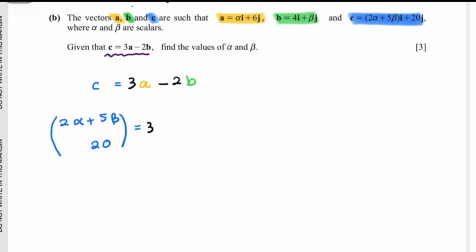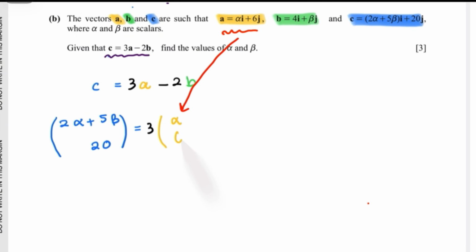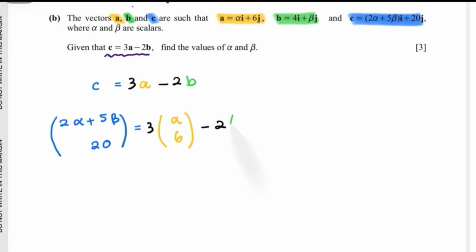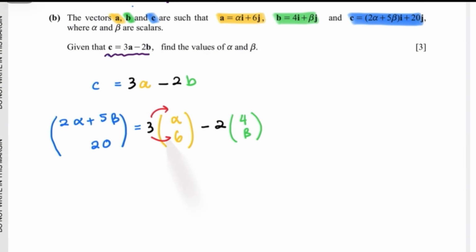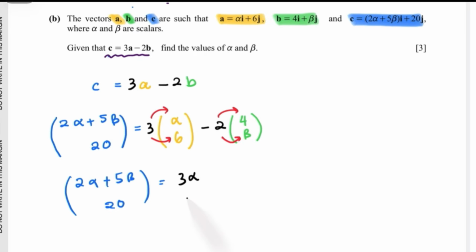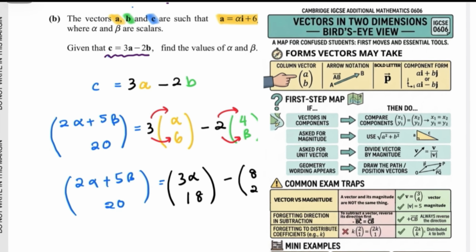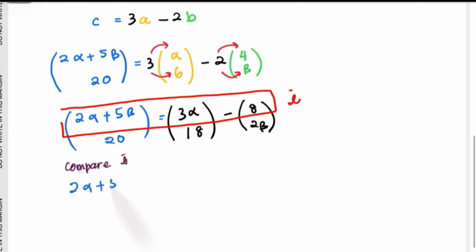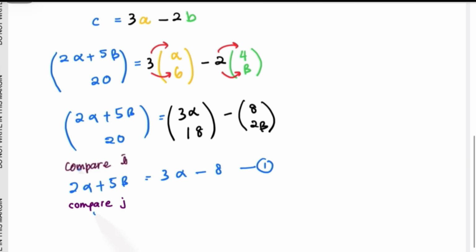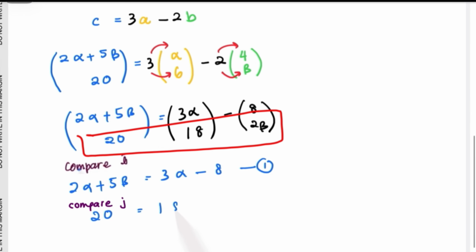For C equal to 3, substitute A, which is (alpha, 6), minus 2, substitute B, which is (4, beta). The coefficient in front of a column vector must be distributed to both top and bottom, for both 3 and 2. Now we can do 3 times alpha, and then 3 times 6 is 18, 2 times 4 is 8, and 2 times beta is 2 beta. Now we can compare the i component and j component in an equation. 2 alpha plus 5 beta equal to 3 alpha minus 8. That's going to be our first equation, and the second equation is 20 equal to 18 minus 2 beta.